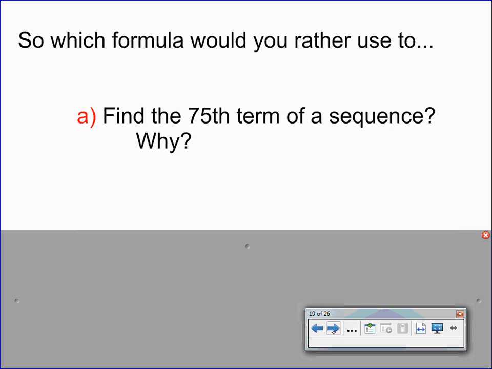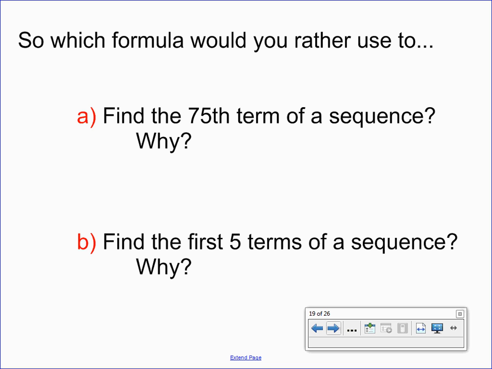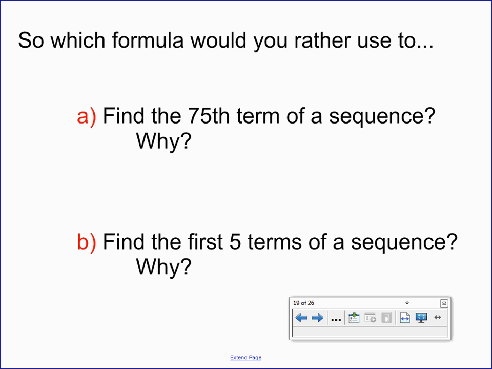All right. So which formula would you rather use, explicit or recursive, to find the 75th term of the sequence? Don't say it out loud. Which formula would you rather use to find the first 5 terms of a sequence? Why? Go ahead and decide with your partner and have a written response ready to share with the whole class. So our 2 choices are explicit and recursive.